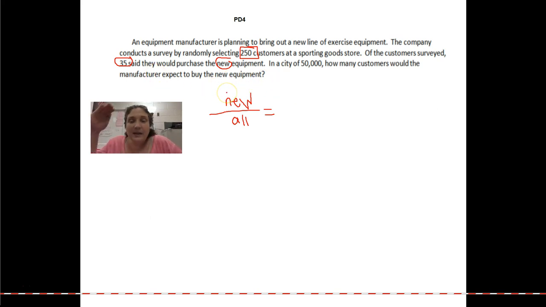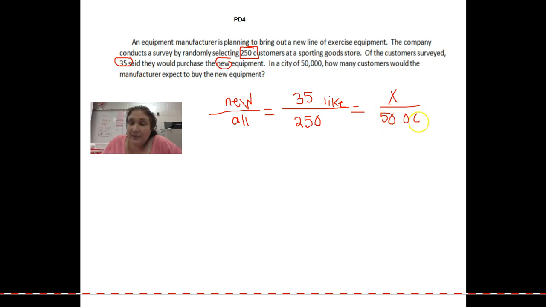So all we're going to do is say how we do like new over old. This whole idea in this case is how many people like it. So 35 people like it. So that would go in the numerator. Out of how many altogether? 250. And we just set up the proportion. Because the top is our likes, the new equipment, we don't know how many people like the new equipment out of 50,000. That's what we're determining. But we know that our denominator here is going to be 50,000 because the bottom is the total number of people. Now you can cross multiply.